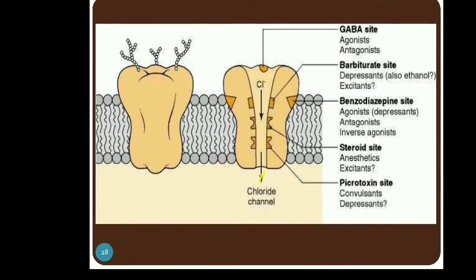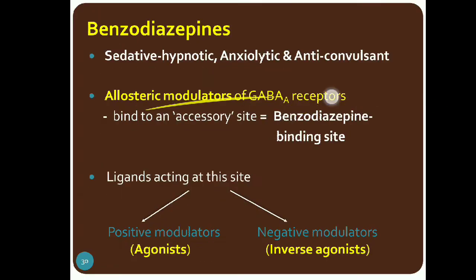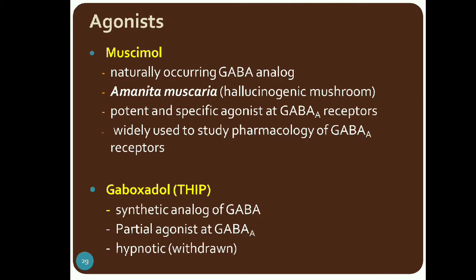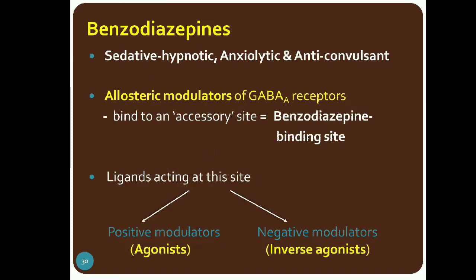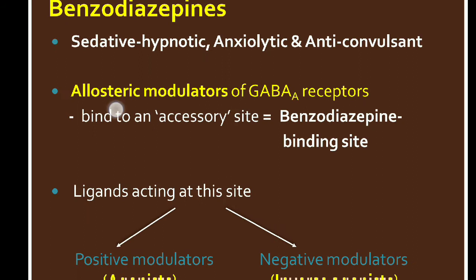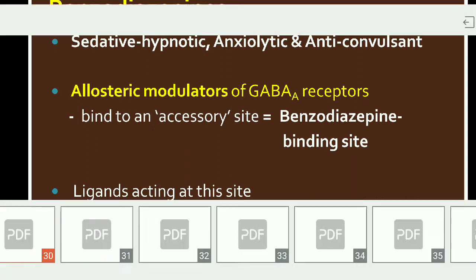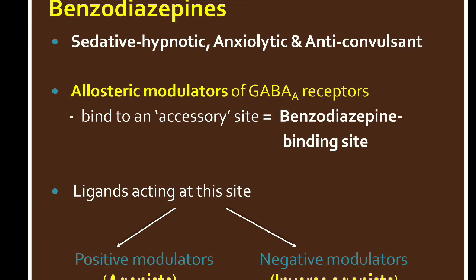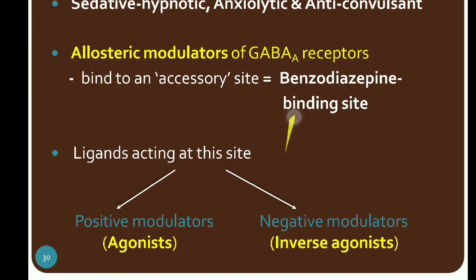Agonist, the benzodiazepines. Benzodiazepines are drugs that cause sedative hypnotic effects, and they are used as sedative, hypnotic, anxiolytic, and anticonvulsant. They are allosteric modulators of the GABA A receptor, binding to the accessory benzodiazepine binding site. Ligands acting at this site can be positive modulators or negative modulators. A positive modulator is an agonist. A negative modulator is nothing but an inverse agonist. It's also an antagonist. Okay, keep that in mind.